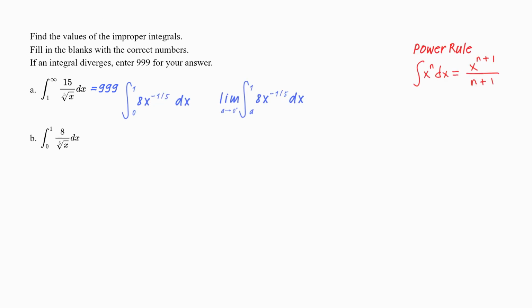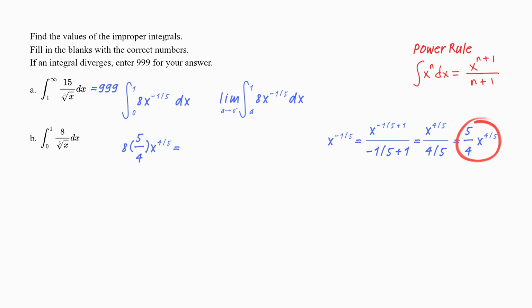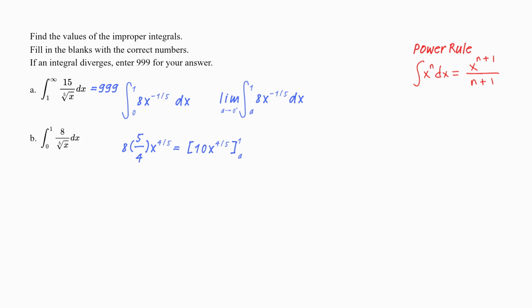Again, we use the power rule to integrate our function, so x to the power of negative 1 over 5 becomes 5 over 4, x to the power of 4 over 5. Let us multiply the integration by our constant 8. This simplifies to 10 times x to the power of 4 over 5, evaluated from a to 1. Now we evaluate from a to 1.